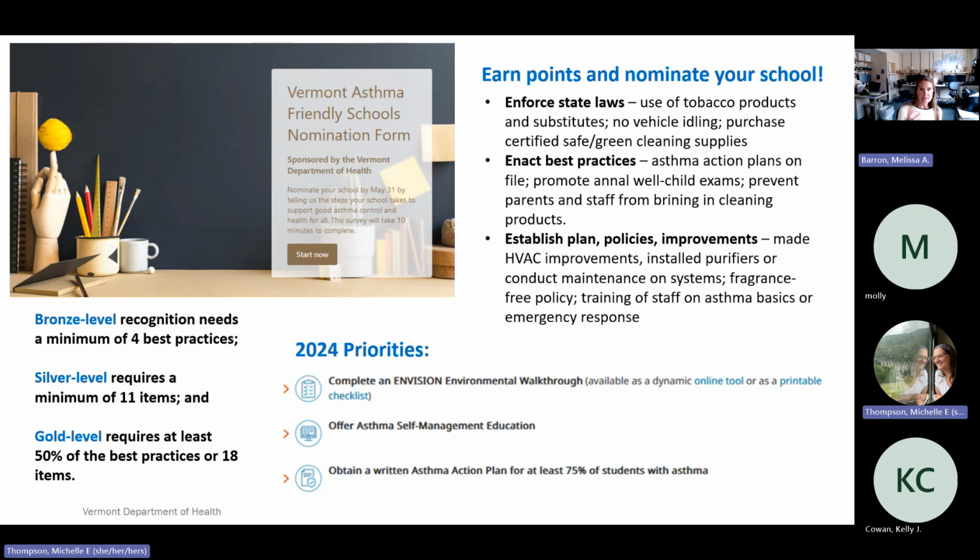And you just go on that web link and fill out the online tool, print it out, and it gives you a lot of information that way. And then on the side here, you can see the bronze level, you need to have 4 of the best practices, and then you move up and get bonus points as well. Then you can get nominated for the Vermont Asthma Friendly Schools, which is great. If you win, you can put it on your sign somewhere to show that you took all these steps to make this happen.